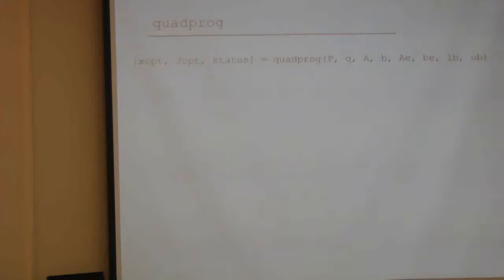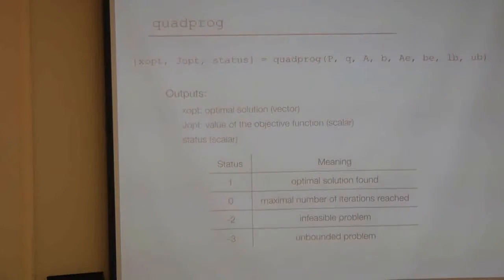Similarly to linprog, if you don't want, for instance, equality constraints, but do want lower and upper bounds, you put empty matrices here. Okay? And the outputs are the same as in linprog, and even the status flags mean the same. So similarly as in linear programming, the problem could be infeasible. There is a relation between quadratic and linear programming in the sense that the constraints are the same. So even in quadratic programming, the constraints could be infeasible. And we can even have an unbounded problem.